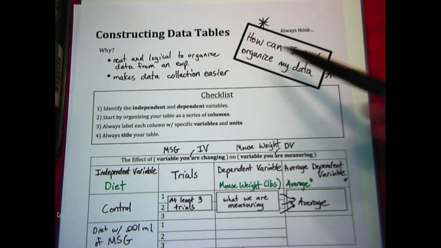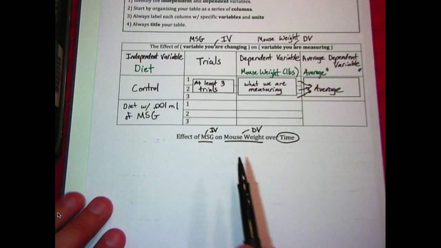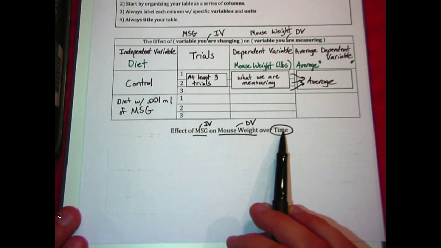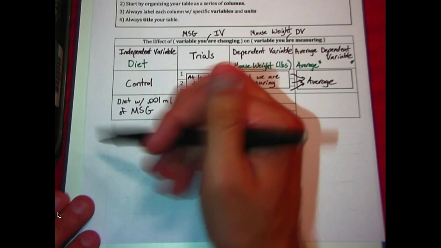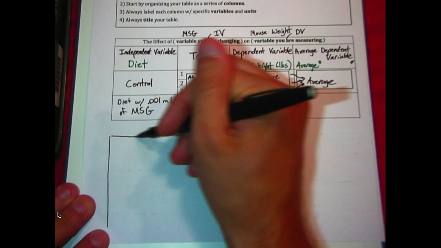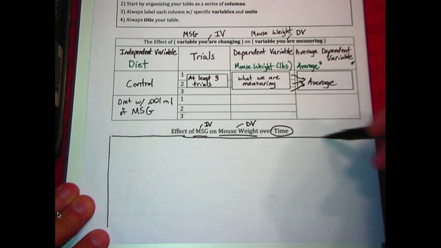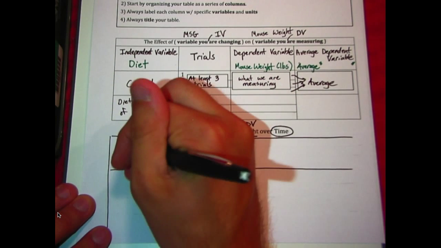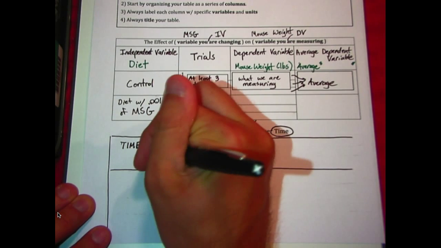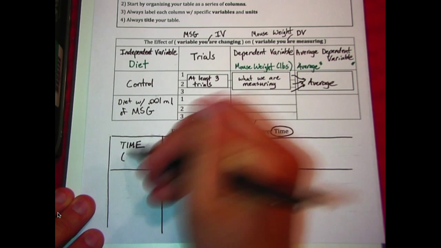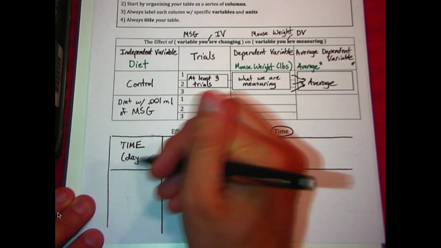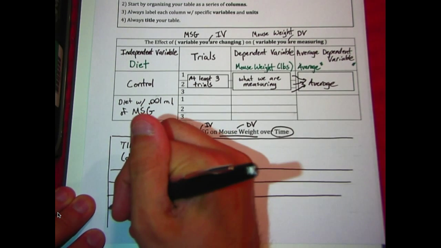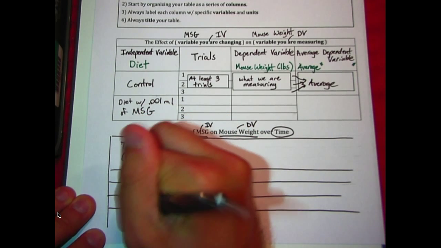And again, we always just want to have in mind what's the best way to make sense of this data. So if I look at this title right here, if I want to understand the effect of MSG on mouse weight over time, I want to know what's going on each day essentially. So I'm going to build my data table, and instead of the independent variable being all the way to the left, I'm going to put time in this case. And I still want my units, so that's going to be days. And I'm just going to make like 3 rows here: 1, 2, 3.